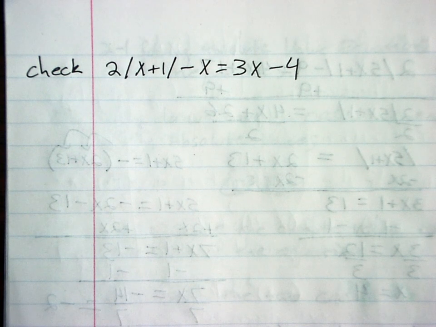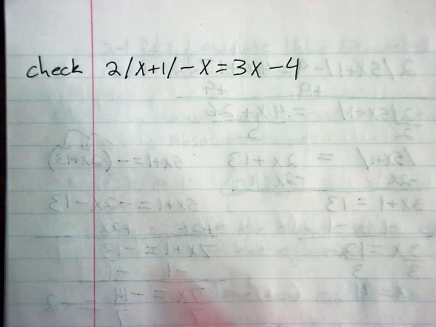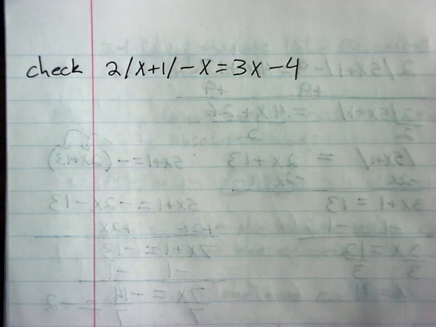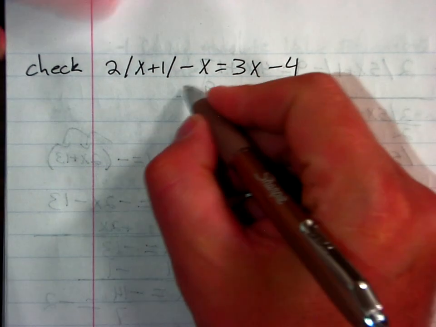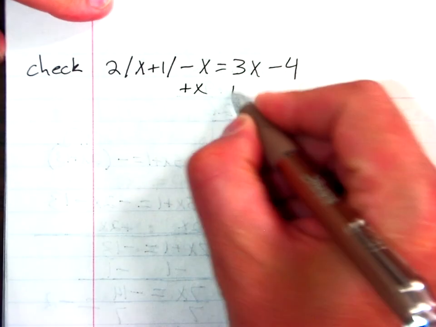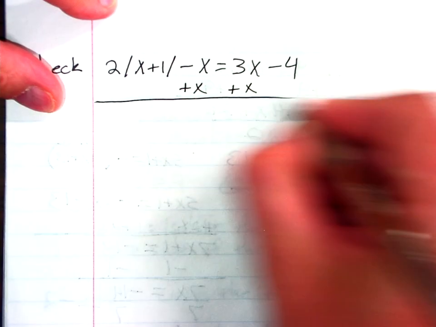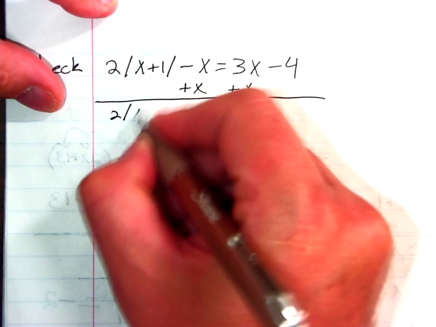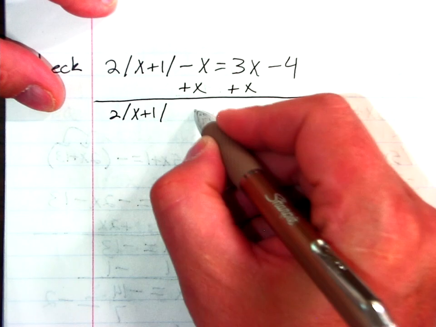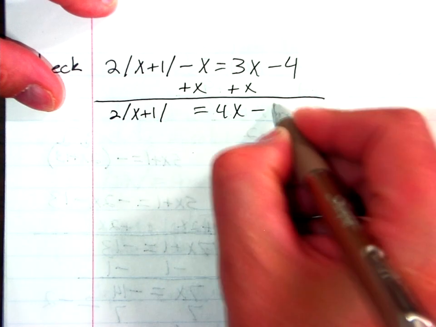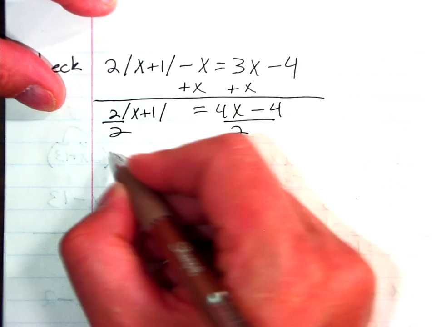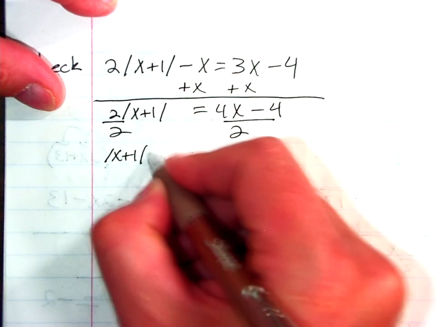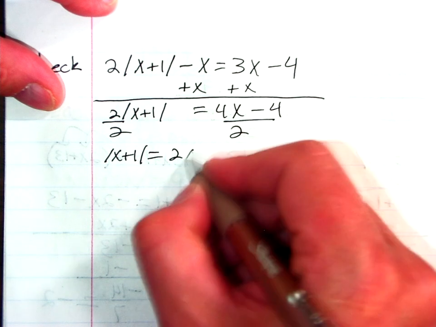All right, I'm going to go over this one now on the board. All right, step one, I believe, is isolate the absolute value. So I'm going to get rid of this x right here first. Plus x plus x. 2 times the absolute value of x plus 1 equals 4x minus 4. Divide by 2, divide by 2. The absolute value of x plus 1 equals 2x minus 2.